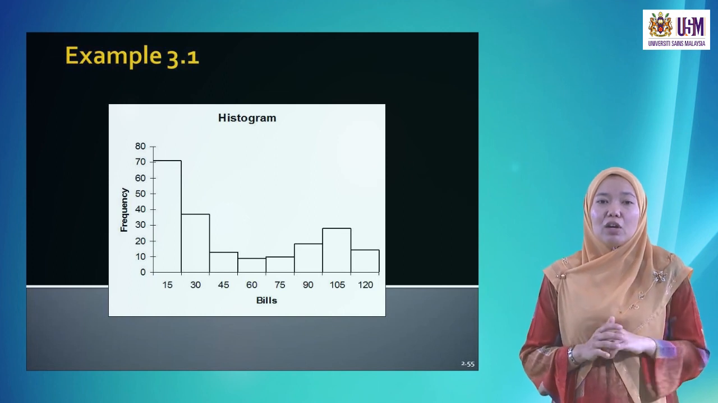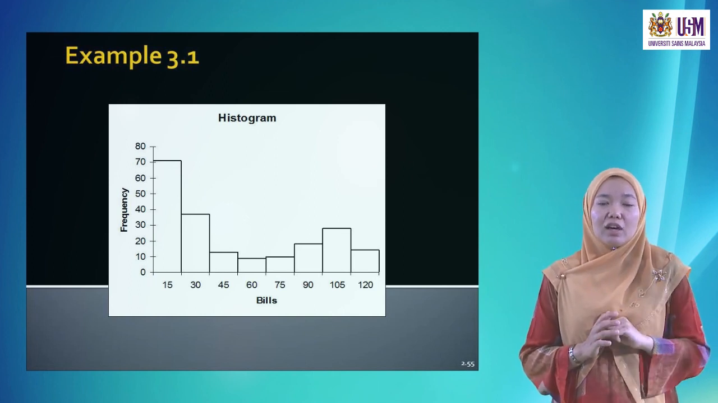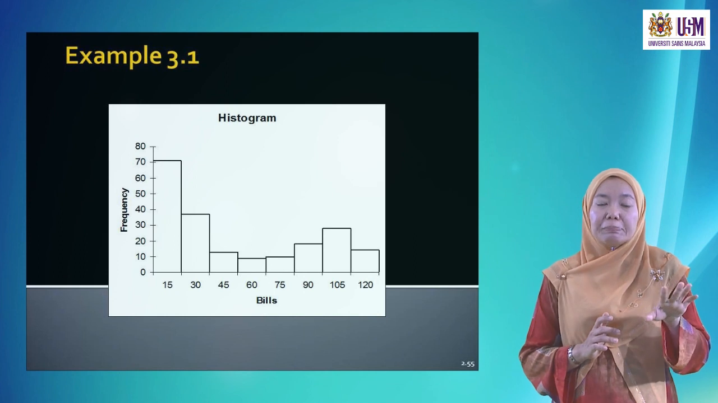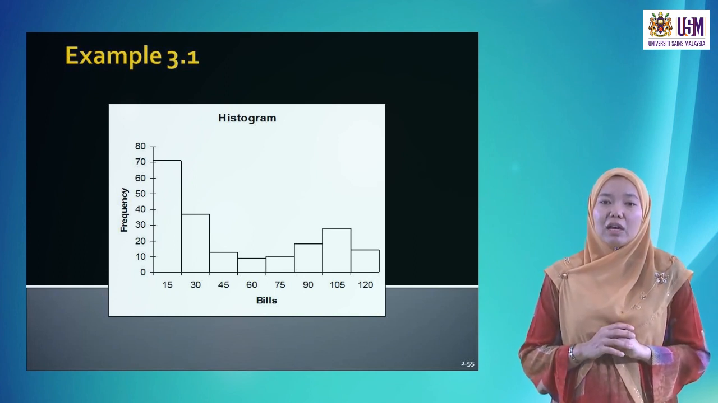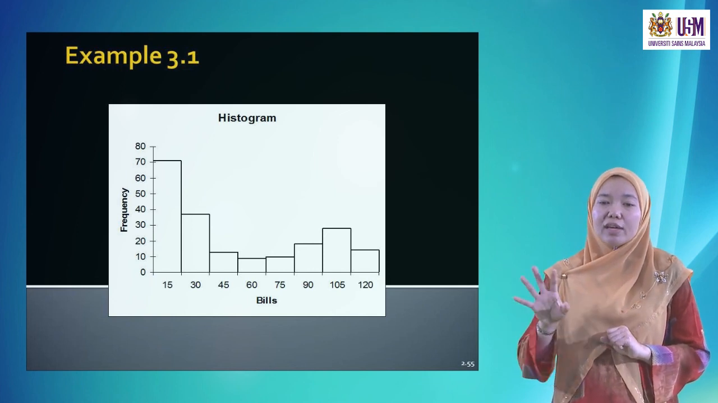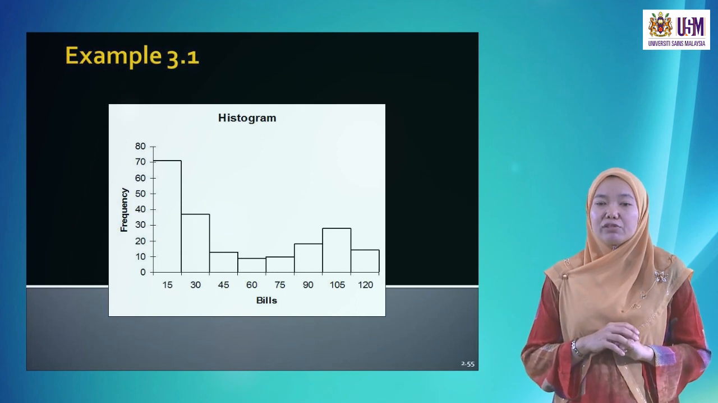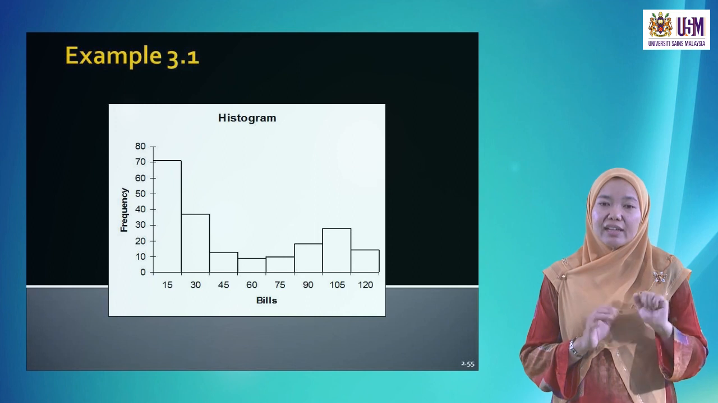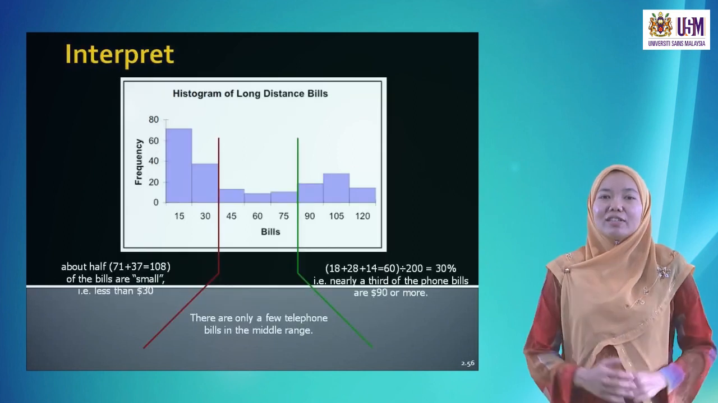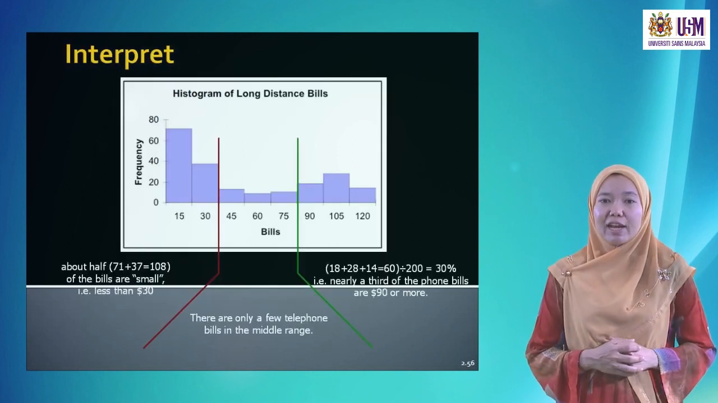So the bulk of the people are having a lower range of long-distance telephone bills. But there are also quite a number of people who are paying quite a significant amount of long-distance telephone bills, while those in the middle are fewer in number. So this is how you interpret a histogram.